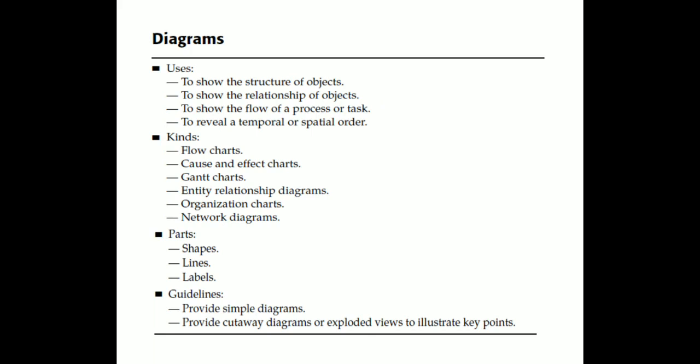Different kinds of diagrams include flowcharts, cause and effect charts, Gantt charts, entity relationship diagrams, organization charts, network diagrams, and so on. All diagrams have three elements or components that are shapes, lines, and labels.